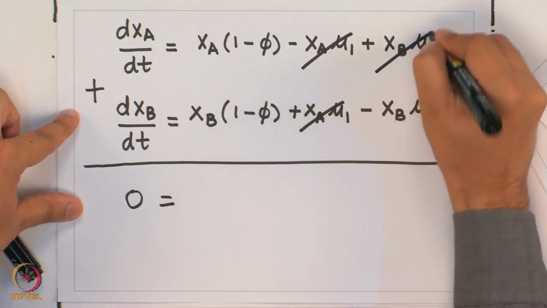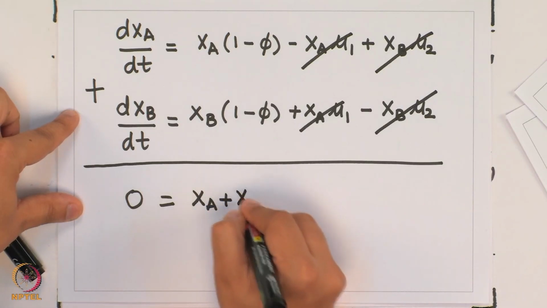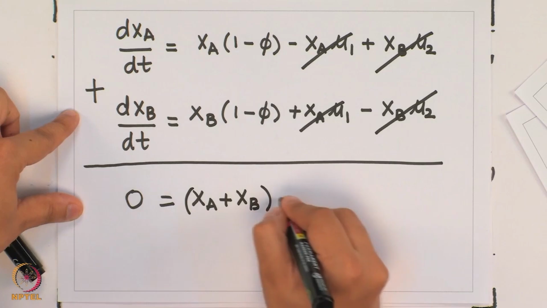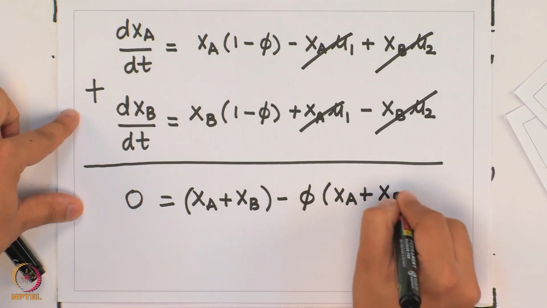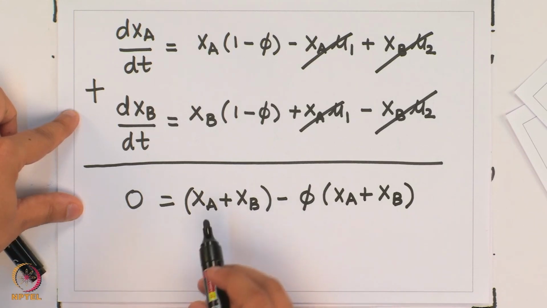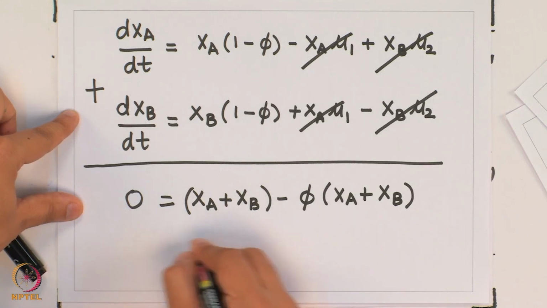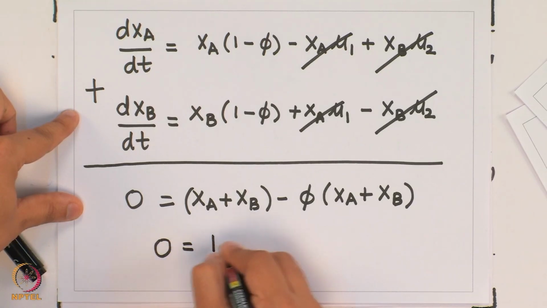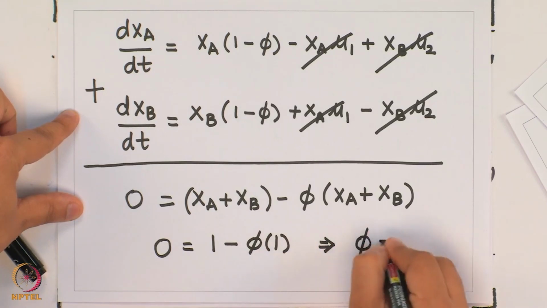and I end up with xa plus xb minus phi times (xa plus xb). But I know that xa plus xb, which is the fraction of the population belonging to genotype A plus the fraction of the population belonging to genotype B, is just equal to 1. That gives me 0 equals (1 minus phi) times 1, which implies phi is just equal to 1.